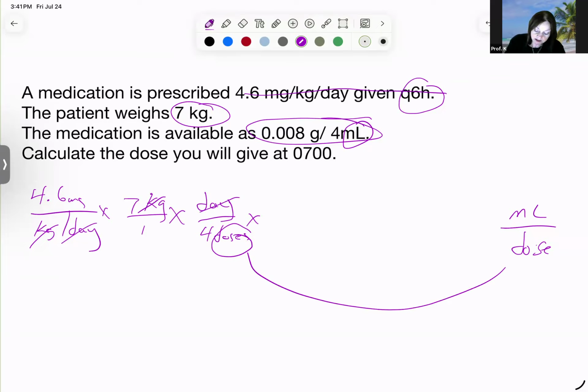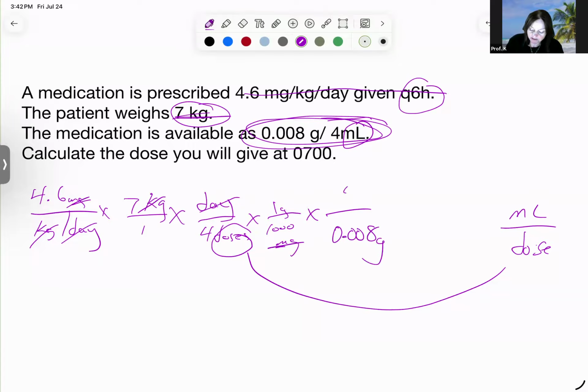Well, the only thing I haven't used is the concentration, and it's in grams. So I need a conversion. 1 gram is 1,000 milligrams, and that gets rid of my milligrams. And now to get rid of grams, I use the concentration: 0.008 grams in 4 milliliters. And that gets rid of my grams. And now I have milliliters over dose.